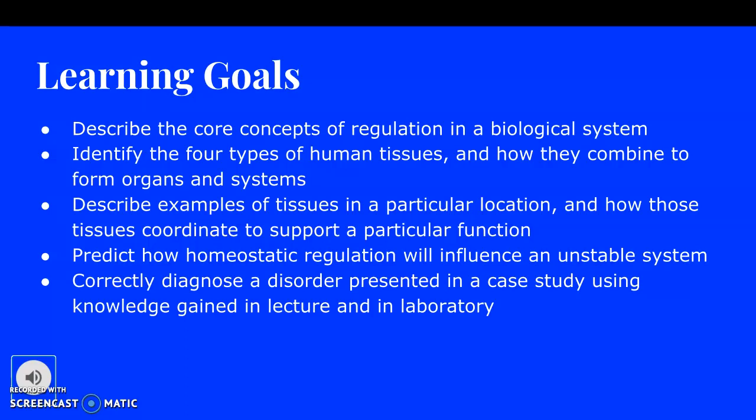Next, we're going to describe examples of tissues in different locations of the body and how those tissues work together to support the function of that system. Then we're going to talk about how homeostatic regulation is described and how it is influenced in an unstable system. I'm going to define that more in this lecture, so don't worry about these terms. We'll describe how homeostasis regulates the systems in our bodies when something goes wrong.